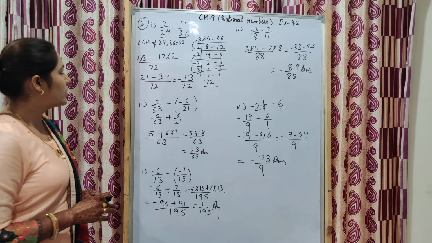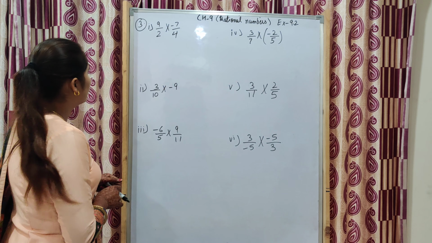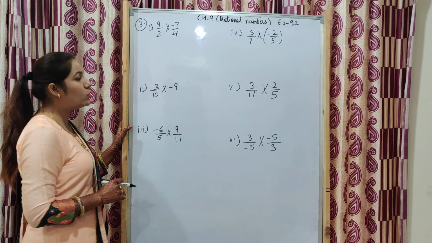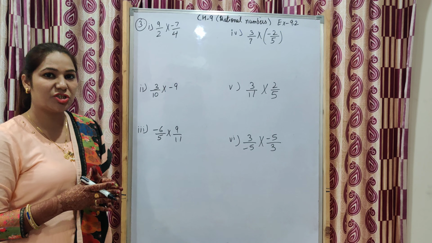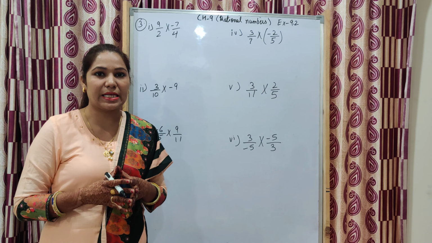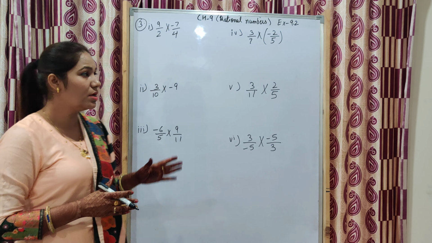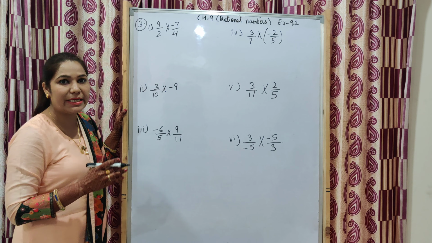So it was question number 2. Now we will do question number 3. Third question. Now in this question we have to find the product. We have to multiply. Now remember one thing. Whenever we multiply rational numbers, we will never take LCM. LCM we will take only in the case of addition and subtraction. When there is a case of multiplication and division, we will not take LCM.